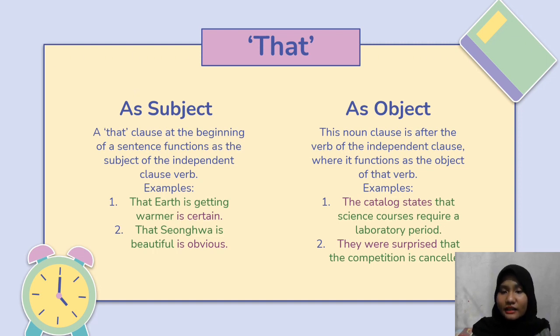Now we move on to the object. This noun clause is after the verb of the independent clause, but it functions as the object of that verb. The first example we have: the catalog states that science courses require a laboratory period. In this sentence, the that noun clause functions as an object, which reads as that science courses require a laboratory period. The second example we have: they were surprised that the competition is cancelled. The that clause in this sentence functions as an object. It reads that the competition is cancelled.